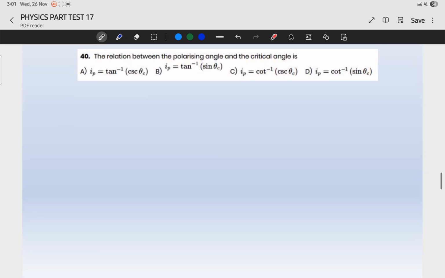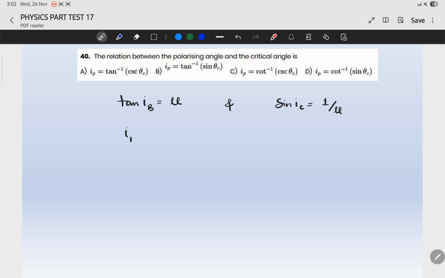Next question: relation between polarizing angle and critical angle. So the polarizing angle, also known as Brewster's angle, the formula is tan iB is equal to mu, and critical angle is given by sin iC is equal to 1 by mu. For air and any medium, we can write mu2 by mu1 and mu1 by mu2 here.